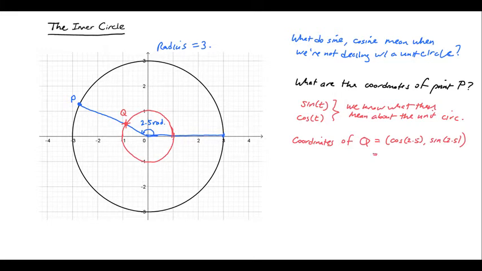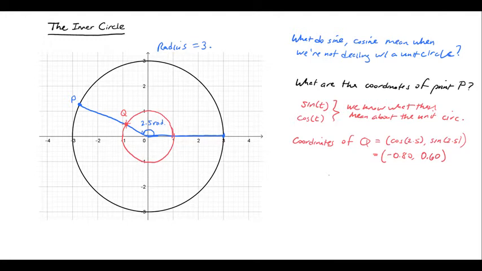I could go ahead and use my calculator to figure out what those are. The cosine of 2.5 radians is approximately, let's see, negative 0.80, so I'll write that down. That's negative 0.80, which seems about right. That looks like it's around negative 0.80. And then the sine of 2.5 radians, according to my calculator, is about 0.60. Okay, so that point Q is approximately negative 0.8, positive 0.6.